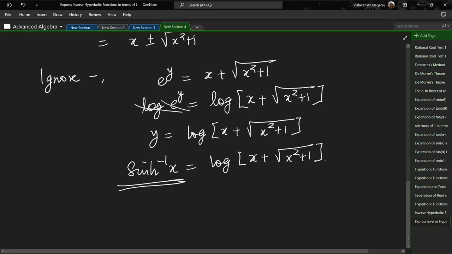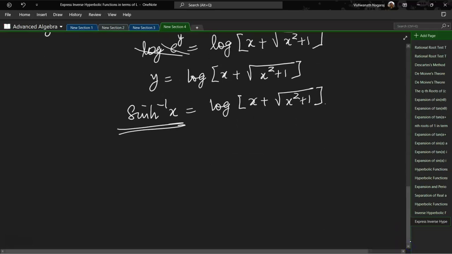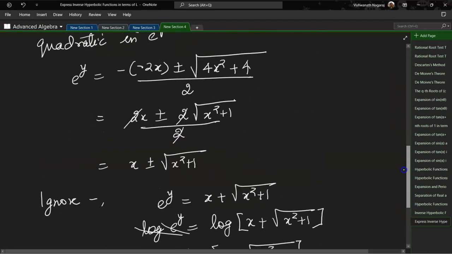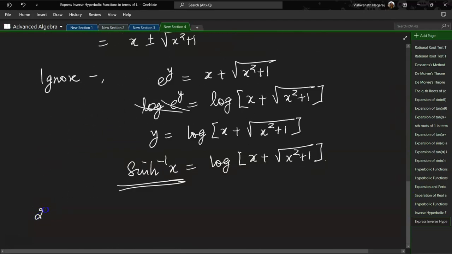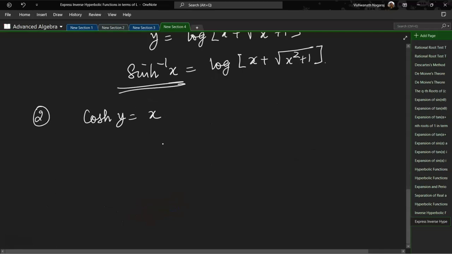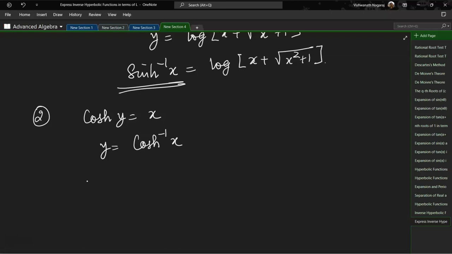Okay, now we have looked at hyperbolic sine inverse. Now let's look at hyperbolic cos. Did I number it? Yes, I have numbered it. So let's take the second one. So let's say hyperbolic cos y is equal to x, which means y is equal to hyperbolic cos inverse of x. Okay, now we have to write this in terms of a log.